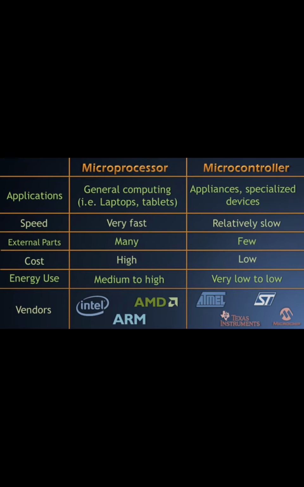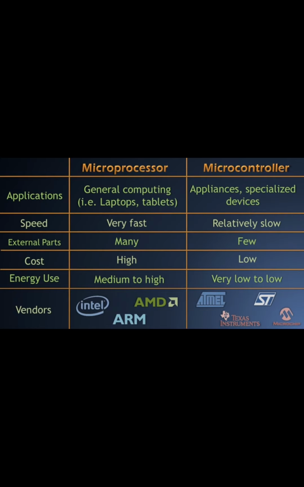Based upon application, speed, external parts, cost, and energy use, we classify microprocessors as well as microcontrollers. Applications: computers, laptops, tablets, and mobiles use microprocessors, whereas microcontrollers are used in appliances and specialized devices. Only some special devices use microcontrollers. The speed of a microprocessor is very fast compared with microcontrollers. Relatively, microcontrollers are somewhat slow compared with microprocessors.